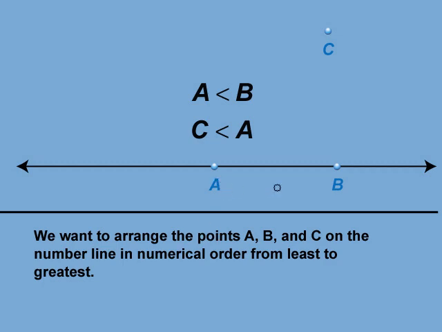Here we have A to the left of B, so this represents this inequality. Since C is less than A, all we need to do is move C to the left of A, as shown here. This arrangement on the number line shows the 3 numbers A, B, and C in increasing order from left to right. Let's look at a final example.